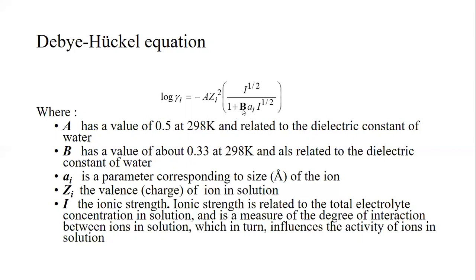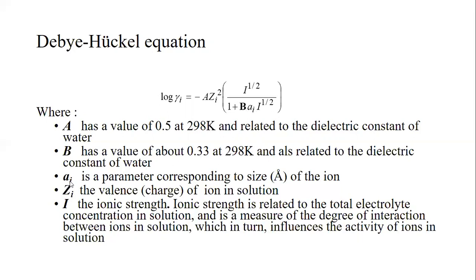B, the capital B down here, also has a value of about 0.33 at 298 Kelvin, and is also related to the dielectric constant of water. So this is also a constant if we are given the same conditions. So that's constant A, constant B. Capital A, capital B, because we have a small a, that's different.